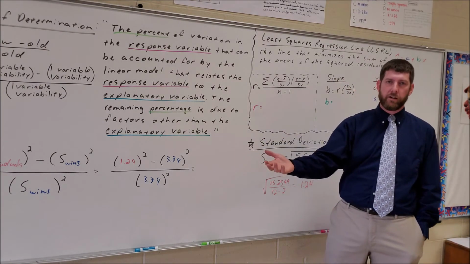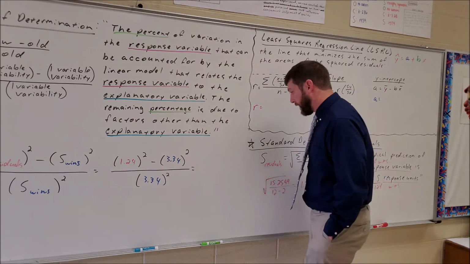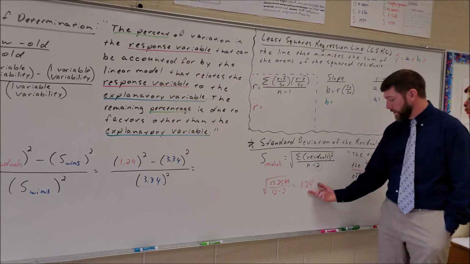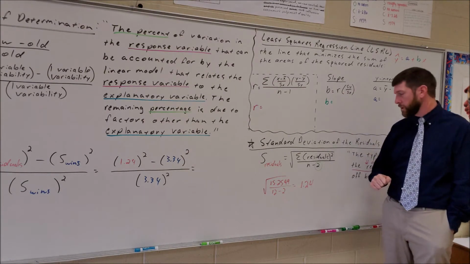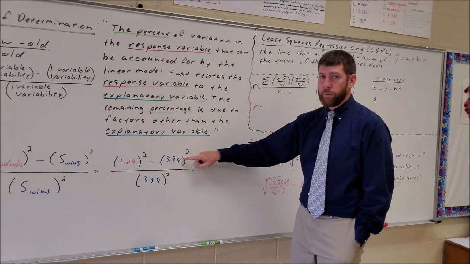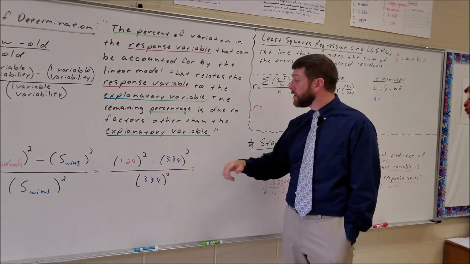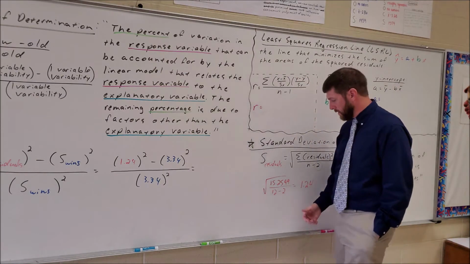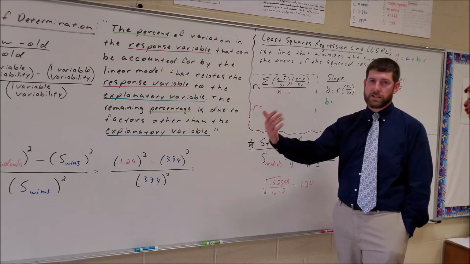How accurate are my guesses when I use average number of wins to guess? So as we can see, 1.2 wins is how much I'll typically be off if I guess using the prediction line, versus 3.3 wins being off on average when I guess just using the average. So we can already see that we've improved our ability to guess by introducing a second variable.